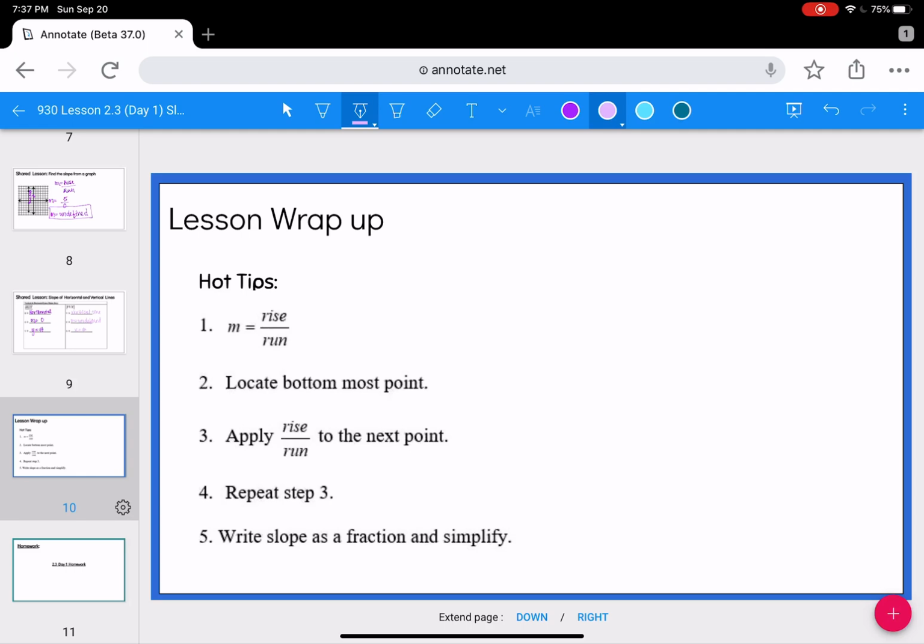And on slide 10 here, we made it to our lesson wrap up. So our hot tips, when we're finding slope from a graph, we can use rise over run: locate the bottommost point, apply rise over run to the next point, repeat step 3, and then write your slope as a fraction and simplify.